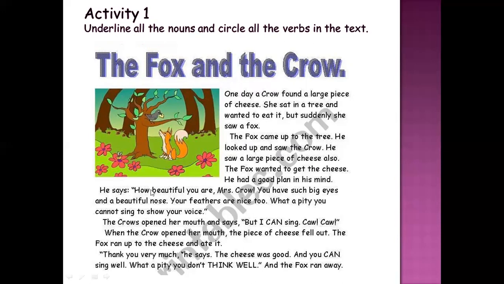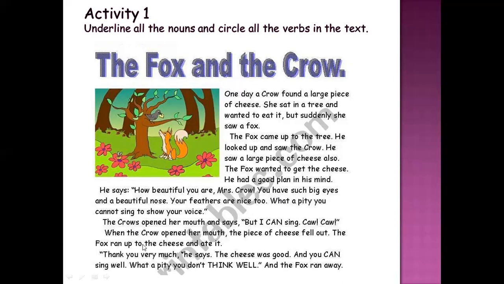He says, "How beautiful you are, Mrs. Crow. You have such big eyes and a beautiful nose. Your feathers are nice too. What a pity you cannot sing to show your voice." The crow opens her mouth and says, "But I can sing. Caw, caw." When the crow opened her mouth, the piece of cheese fell out.